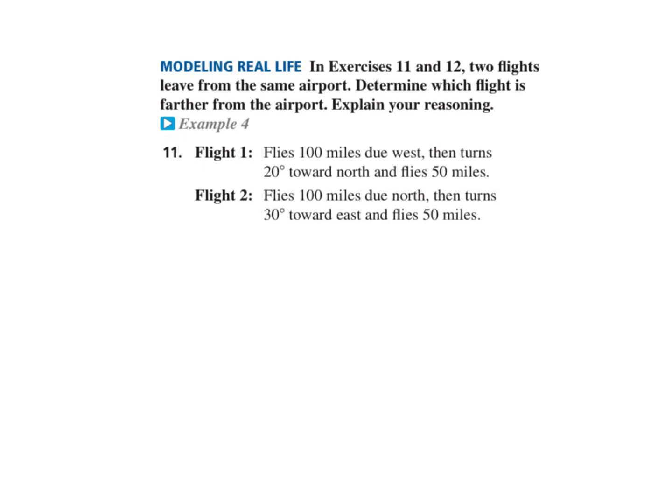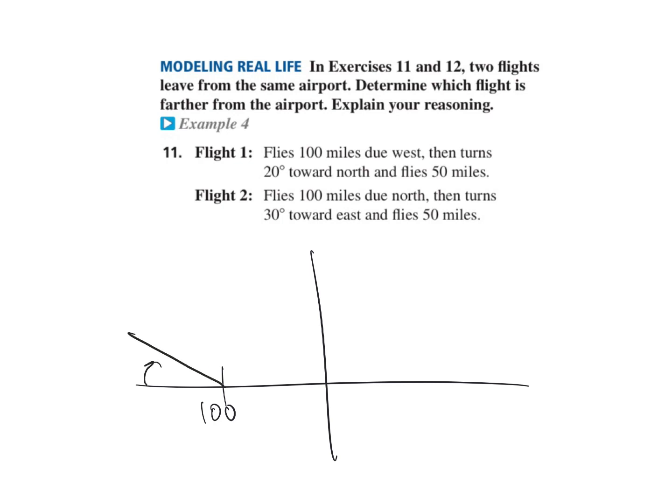All right, two flights leave from the same airport. Which flight is further from the airport? Flight 1 flies 100 miles due west. Then turns 20 degrees toward the north, so up 20 degrees, and flies 50 miles. All right, so there's a triangle there. So this is 20 degrees.